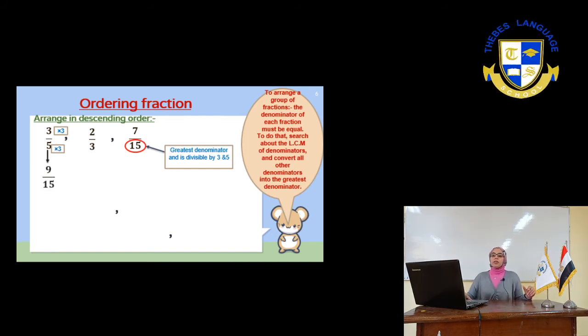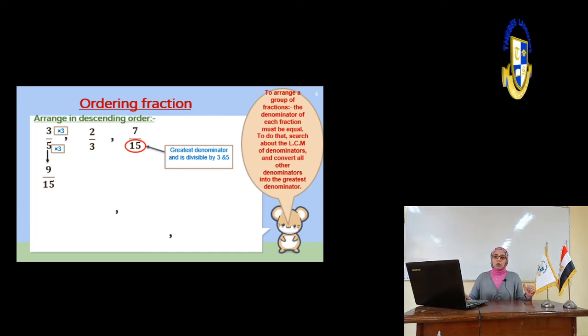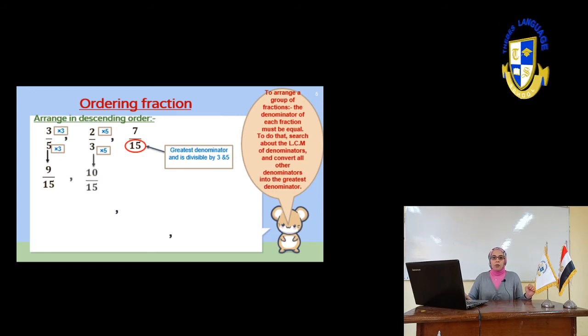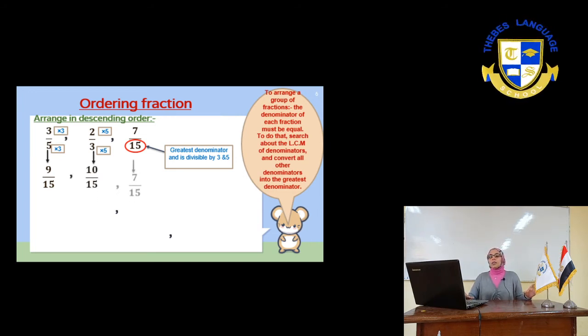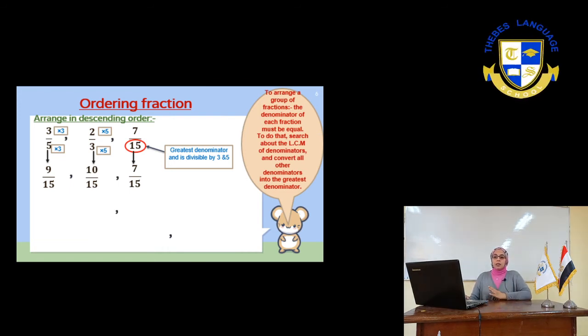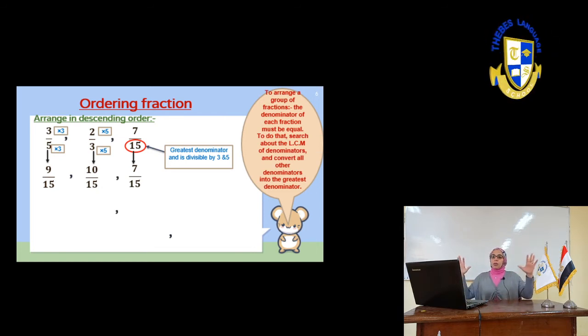Now, how do we convert 3 into 15? We'll multiply both numerator and denominator by 5. So it will be 10 over 15. And we leave 7 over 15 as it is. Now, all the denominators are equal, all of them are 15. We can arrange now in descending order. Descending means we start with the bigger.